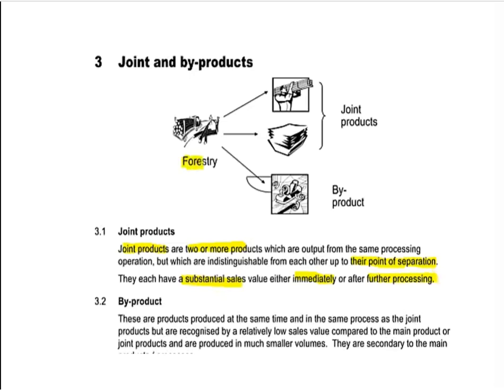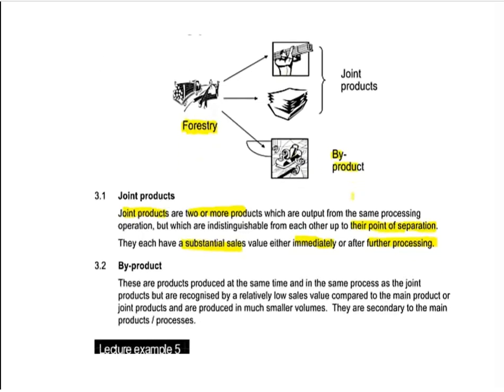So if we look at the example up here of forestry, once the logs have been collected, they have 2 potential uses: paper and wood for construction or building. We might also get a byproduct from logging, which is sawdust. Byproducts then are an incidental production because they've got relatively low sales value compared to the main product, and they're not the purpose of the production process.